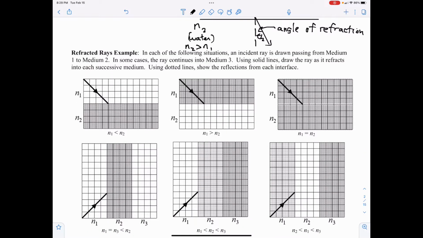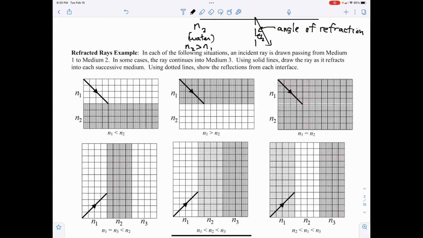Refracted ray examples. In each of the following situations, an incident ray is drawn, passing from medium 1 into medium 2. In some cases, the ray continues into medium 3. Use solid lines. Draw the ray as it refracts into successive mediums. Using dotted lines, show the reflections from each interface.